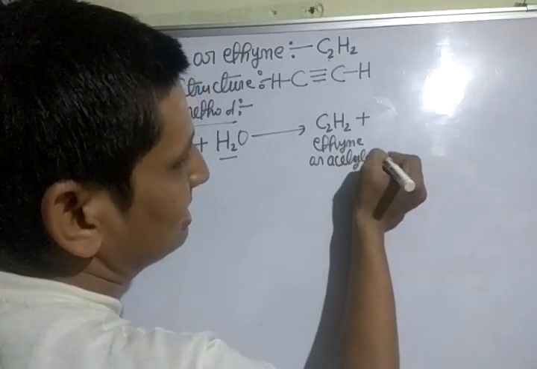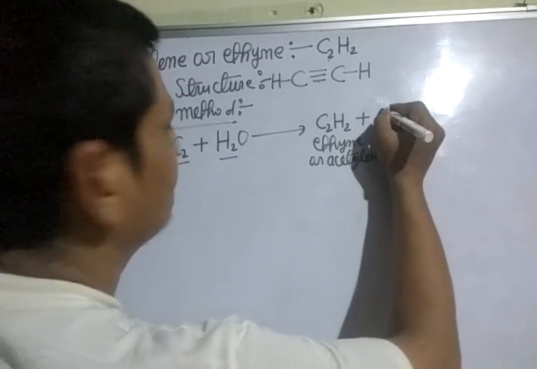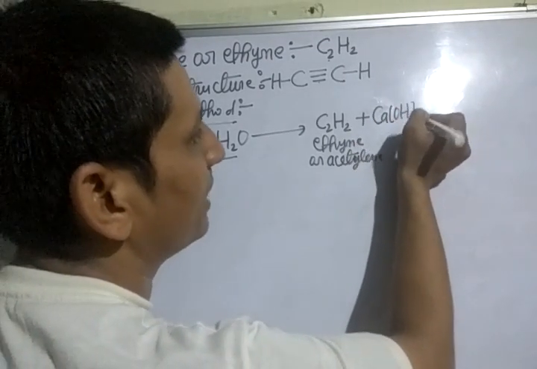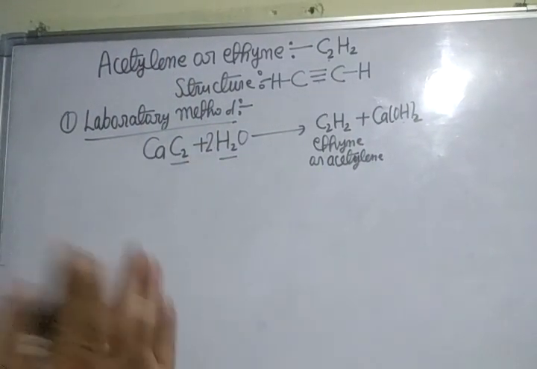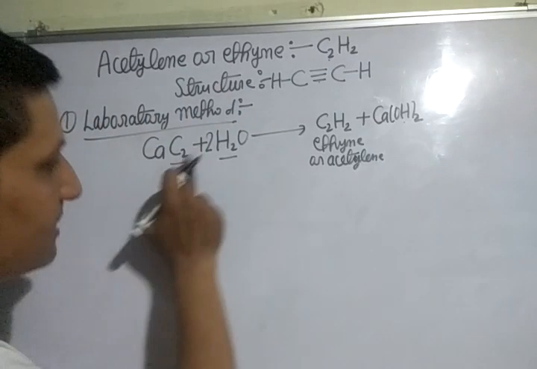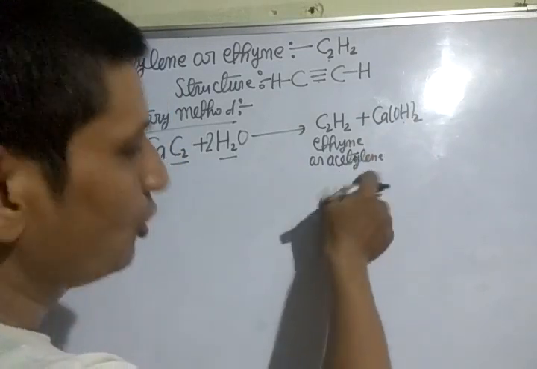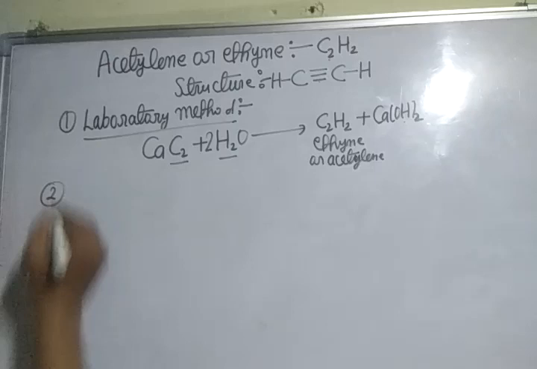Acetylene plus calcium hydroxide, Ca(OH) whole twice. Here the number of oxygen is 2, so we have to take 2 here. Again listen to me dear student. Laboratory method: calcium carbide reacts with water to form acetylene, common name, or ethyne, IUPAC name.